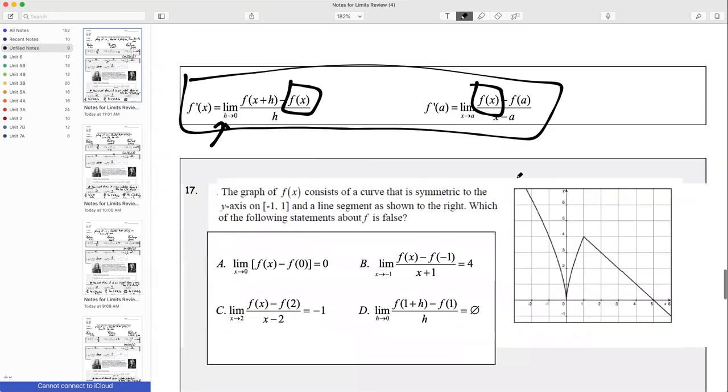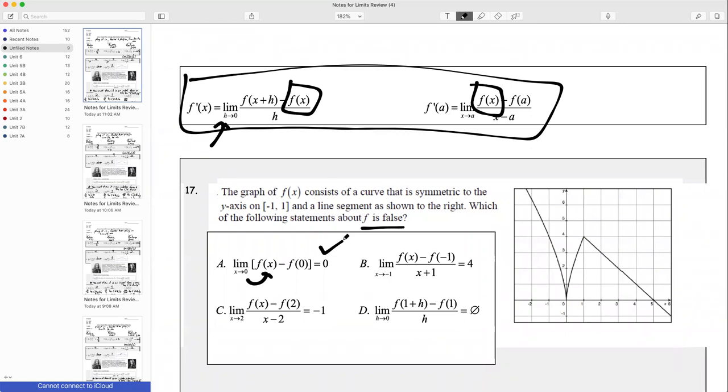Okay, so we have a graph here. It says which of the following statements is false. So look at this. The limit as x goes to 0 of f of x minus f of 0 is equal to 0. So if I plug in 0, I've got f of 0 minus f of 0, which has to be equal to 0. So that is true. Here, I have the limit as x goes to -1 of f of x minus f of -1 over x plus 1. This is the alternate definition of the derivative.